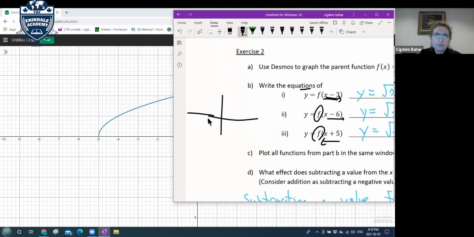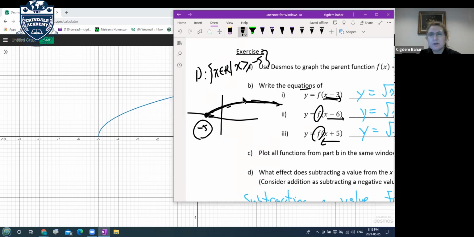So let's write one of the domain and range. This is -5. So domain: x is an element of the real numbers such that x is greater than or equal to -5. So starting from here and it's growing, going to the right. Range, y values are starting from 0 and going up, everything from 0 and more. How do we write? y is an element of the real numbers such that y is greater than or equal to 0. Any question?